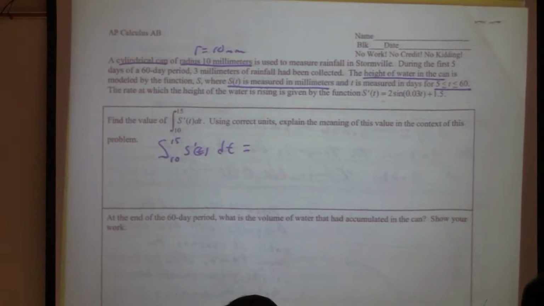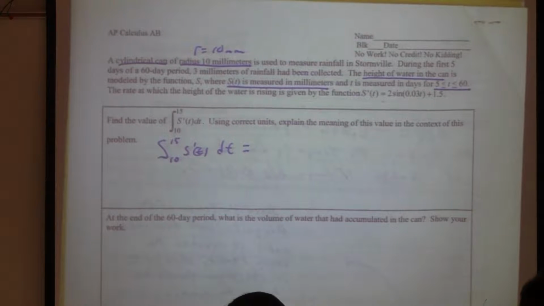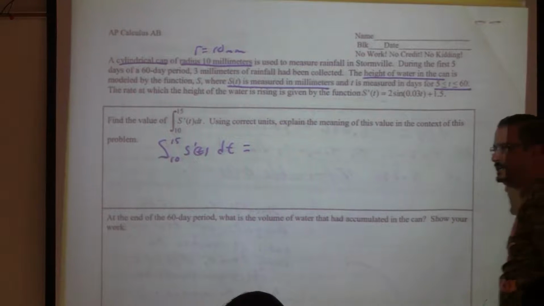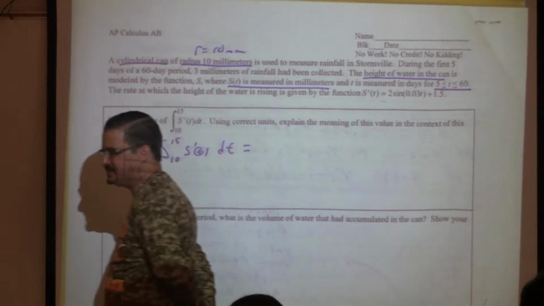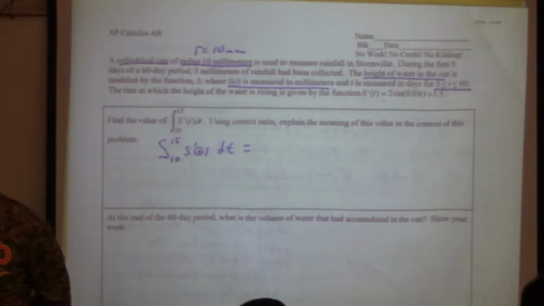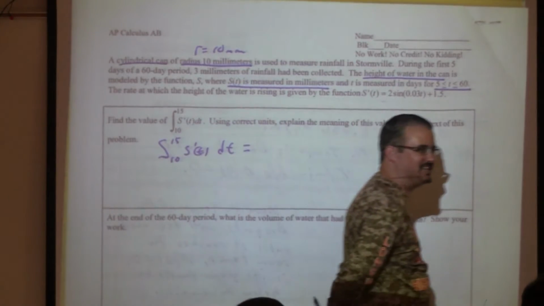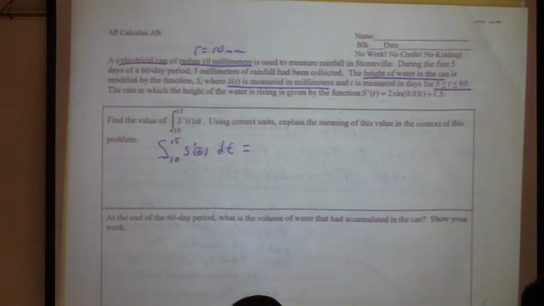It's going to be negative? What do you mean negative? Why would it be negative, right? It's describing the height, and the height should be increasing. Unless it's evaporating or something. Just dumped it. Or somebody hit it and it fell, right? Well, let's pretend that none of that happened.